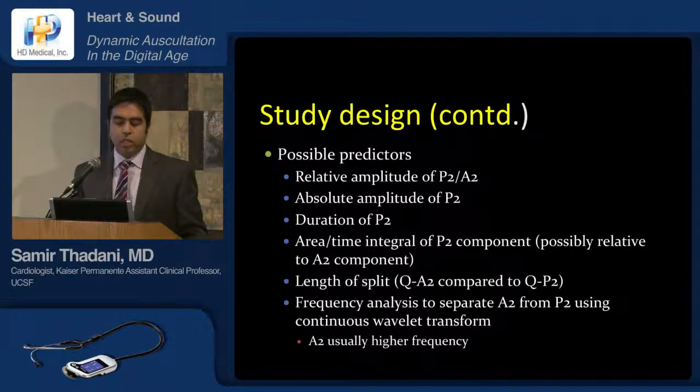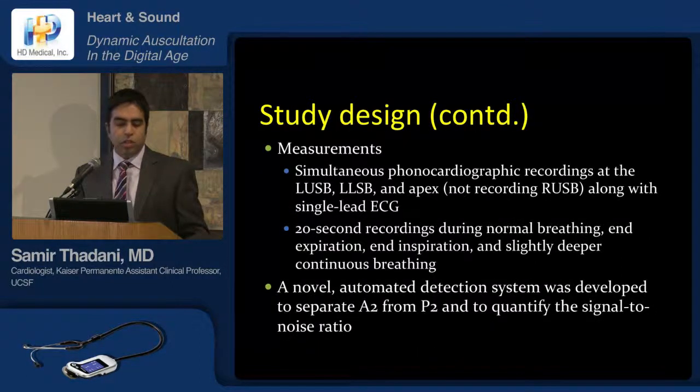Possible predictors, again, were the relative amplitude of P2 over A2, the absolute amplitude of P2, the duration of P2, the integral of the P2 component, the length of the split, and also a frequency analysis to separate A2 from P2 using a continuous wavelet transform. A2 is usually higher in frequency. The measurements were done simultaneously at the left upper and left lower sternal borders, as well as the apex. We didn't record the right upper sternal border and had a single lead ECG.